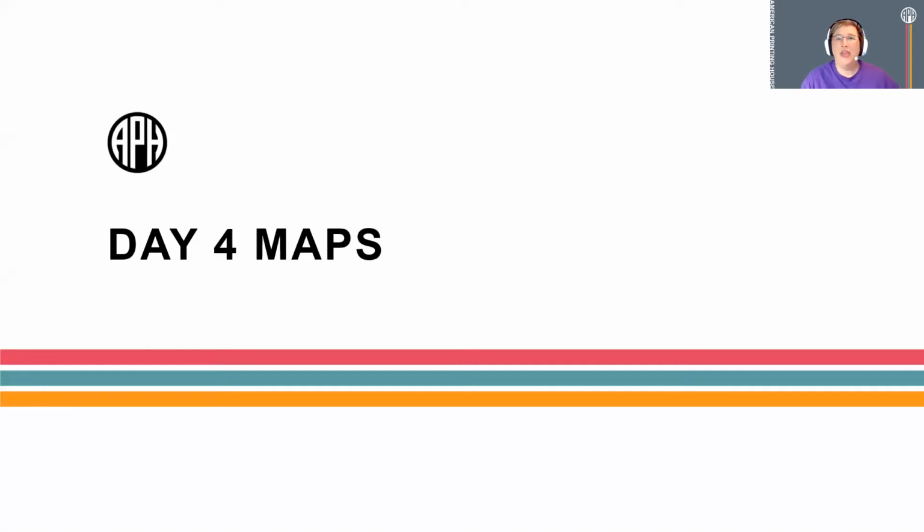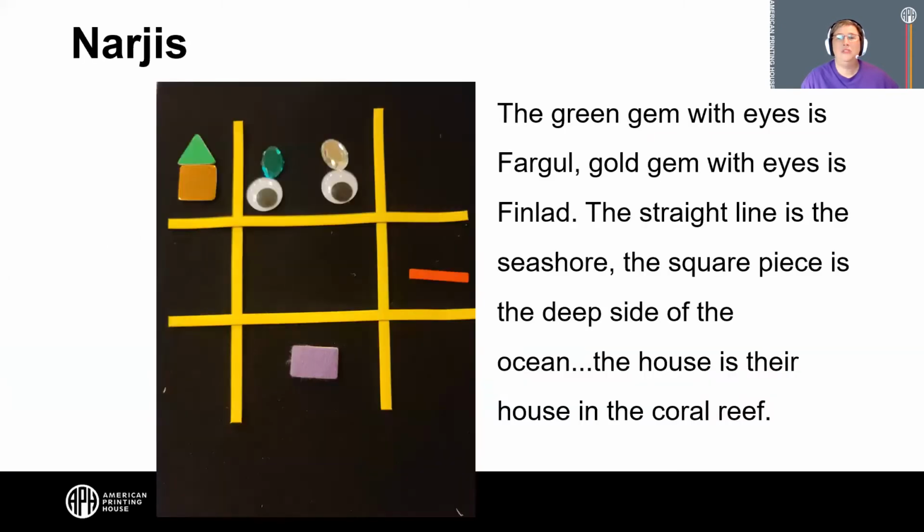And then you had to create your own map from your own story. So Nargis shared a story earlier this week, and she created a map with Fargul and Finlad as 2 characters with beady eyes and jewels on top of their head. She used a straight line in one of the squares to represent the seashore, and then a square piece near the bottom to represent the deep side of the ocean, and then a square and a triangle to represent the house and coral reef.